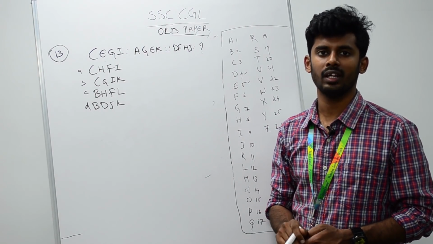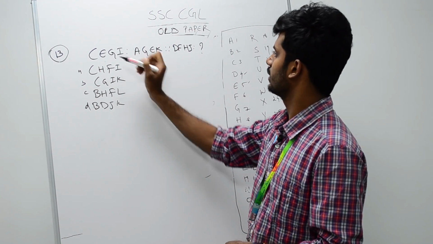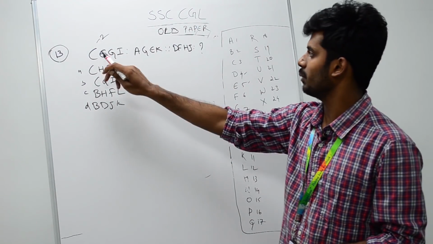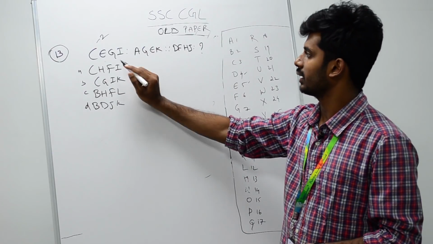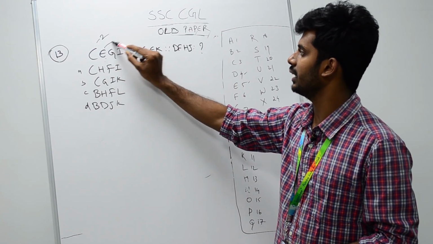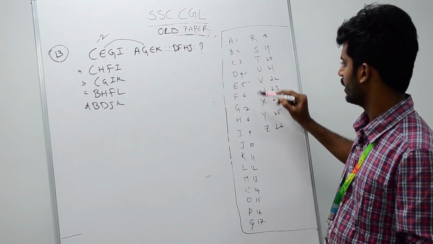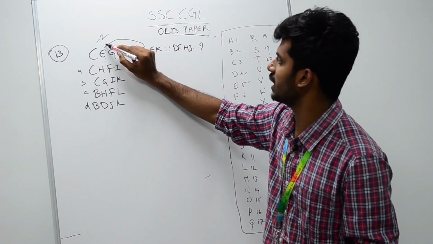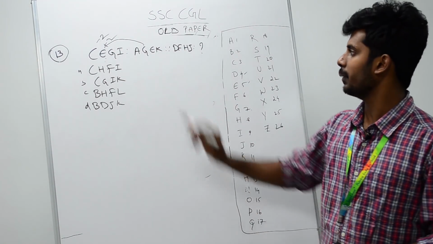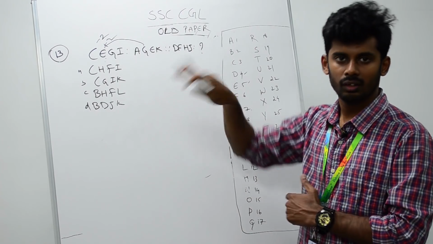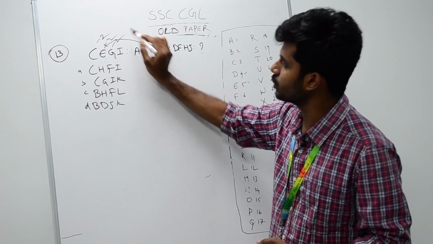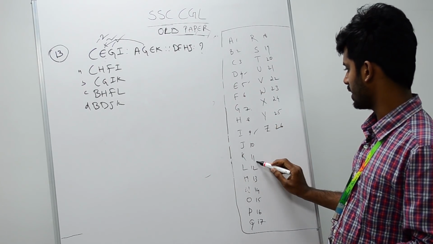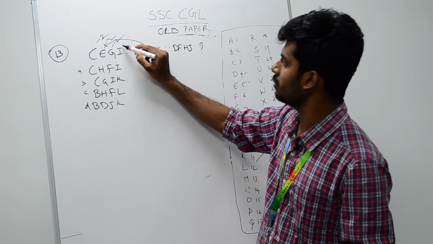So let's see the common difference between C and A. It is -2. C minus 2 is A. Coming to the E and G. E is 5 and G is 7. 7 minus 5 is 2. This is +2. Coming to G and E again, it's vice versa, which is -2. Here I and K. I is 9 and K is 11. So this is again +2.